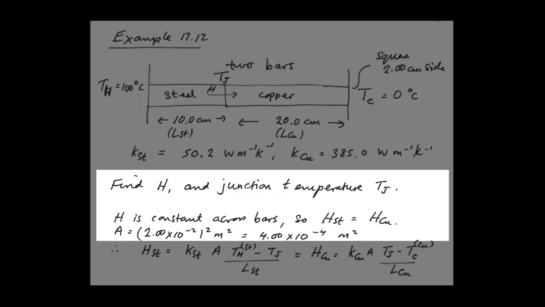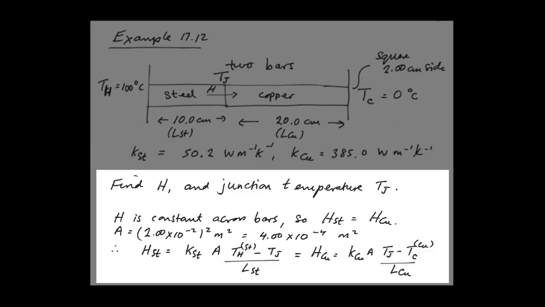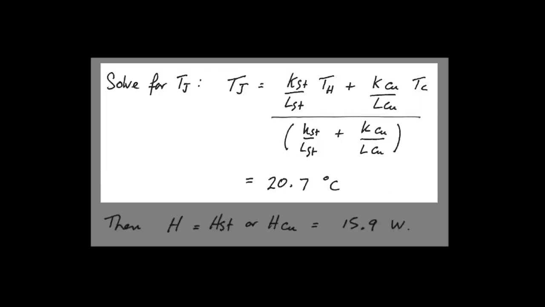So H of the steel is equal to H of the copper. The cross-sectional area is the side squared, and that's 4 times 10 to the minus 4 meters squared. Using the formula, the heat current for steel is k A (T_H minus T_J) over the length of the steel bar, and that's equal to the heat current in the copper given by k A (T_J minus T_C) divided by the length of the copper bar. We solve for T_J, and we get 20.7 degrees centigrade.